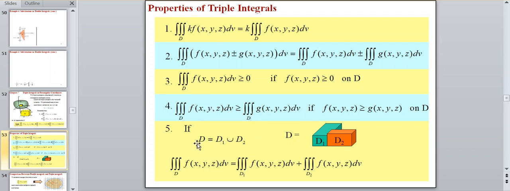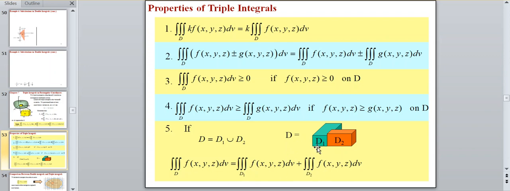Let's say our region D is a disjoint union of two regions, D1 and D2. When I say disjoint union, it means D1 and D2 do not overlap except at the border. So the integral of f on D equals the integral of f on D1 plus the integral of f on D2.